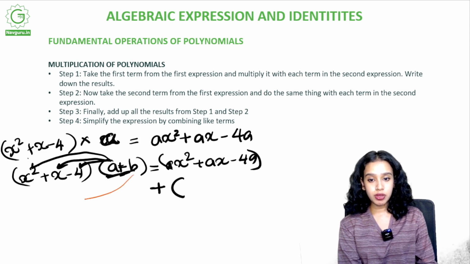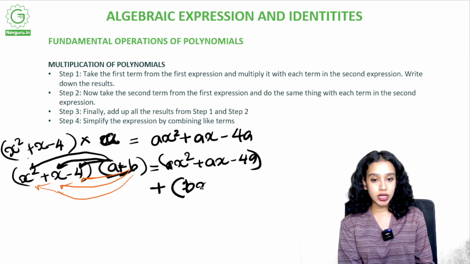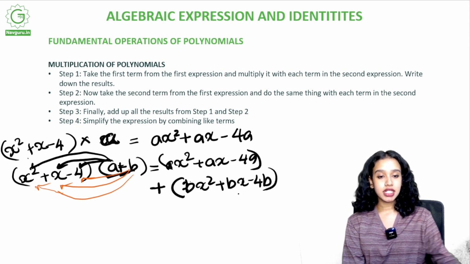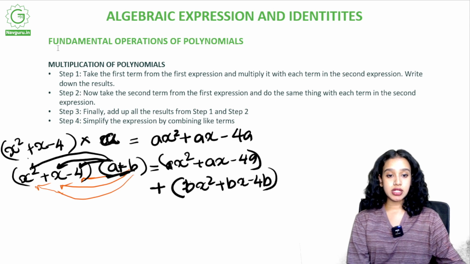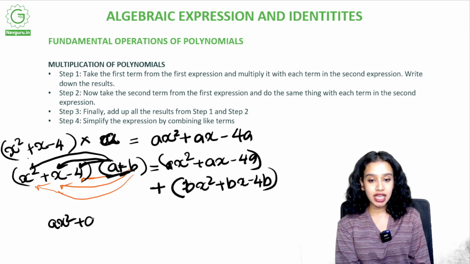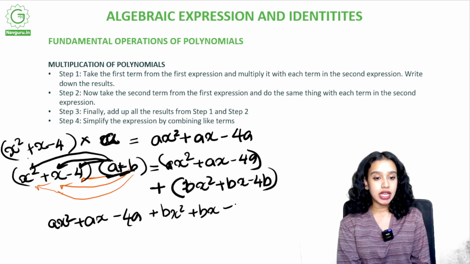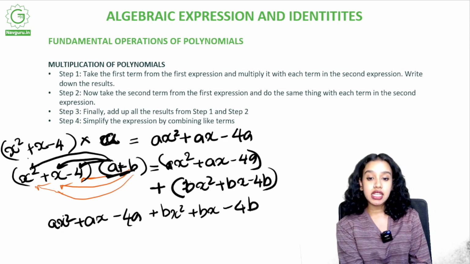So it will go from b with this term, b with this term, and b with this term, right? So we'll get bx square plus bx minus 4b, right? So this would be the answer for this question. Or we could expand this where we'll get ax square plus ax minus 4a plus bx square plus bx minus 4b, right? Now let's take the like terms together.